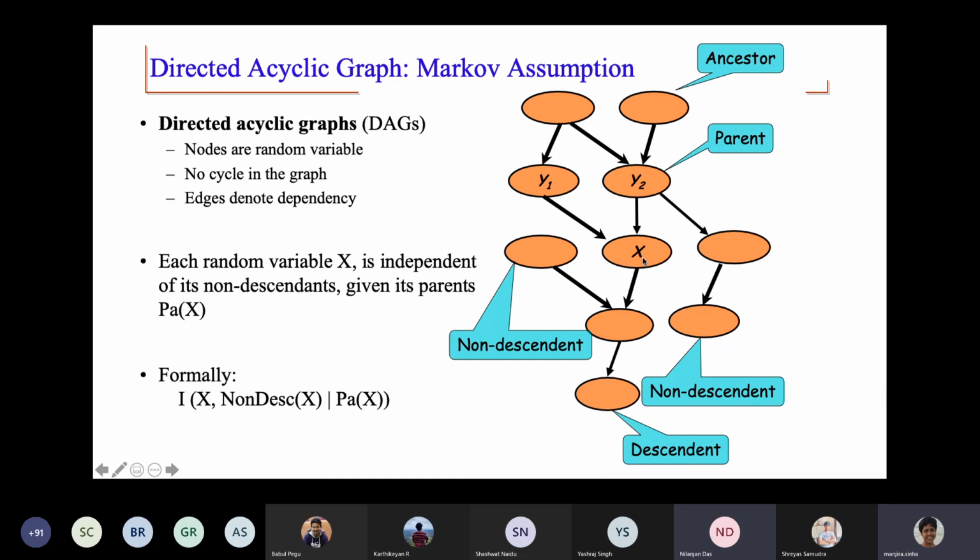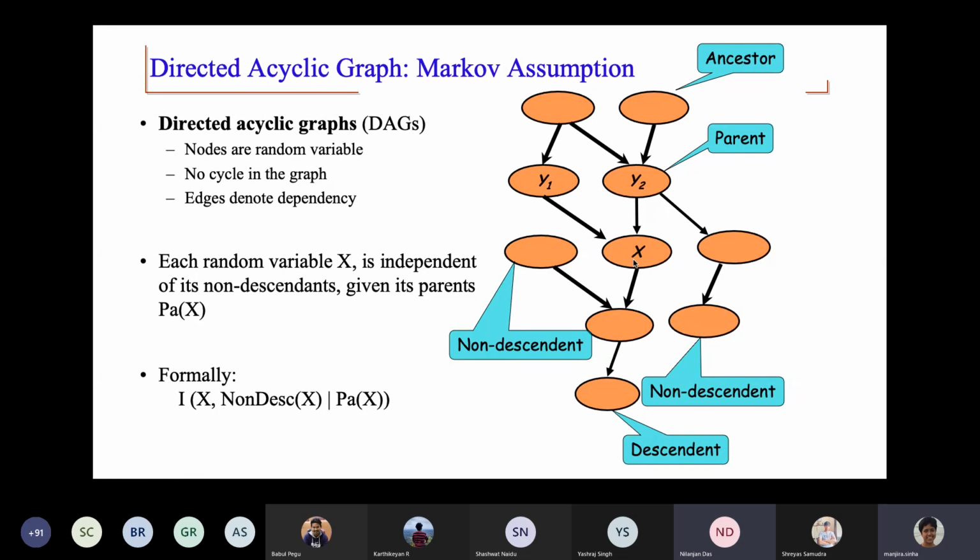So what we say is that the probability of x, or the state or value of x, is independent of its non-descendants. That is, it is independent of these non-descendant nodes, from which there is no pathway from x, given its parents. So x is only conditional on its parents. Now you can see there is a term written, Markov assumption. So this is the Markov assumption.